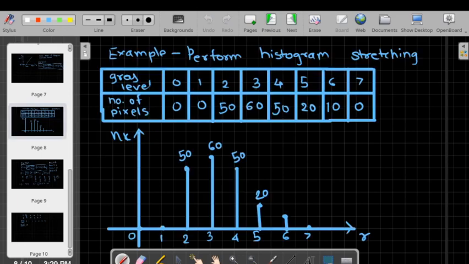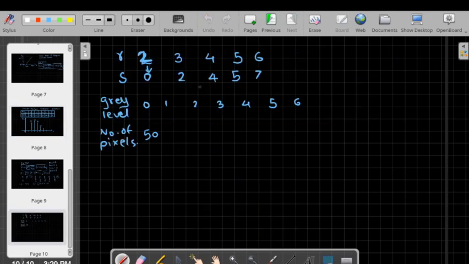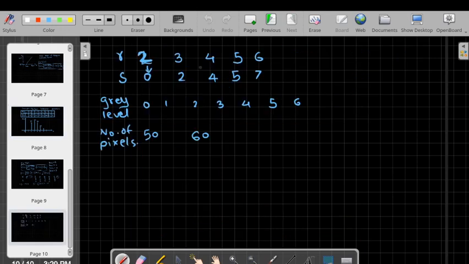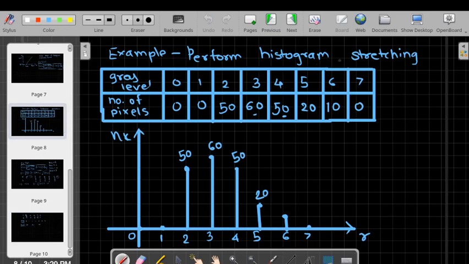Here for gray level 3, from the input image how many pixels are there, 60. So that 60 pixels we have to assign to gray level 2. Similarly for gray level 4, how many pixels are there, 50. So that 50 pixels we have to assign to gray level 4. Then gray level 5's number of pixels we have to assign to gray level 5 in our new image, so it is 20. And for gray level 6 we are having 10 pixels.